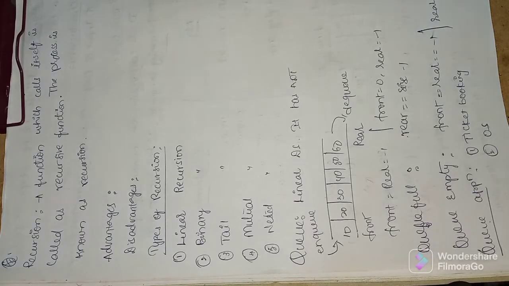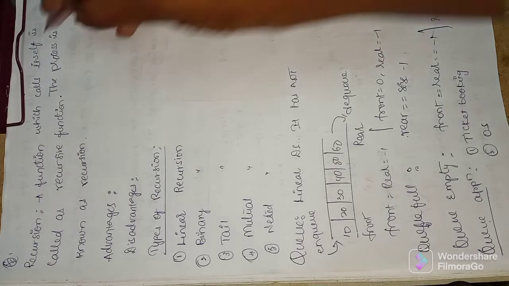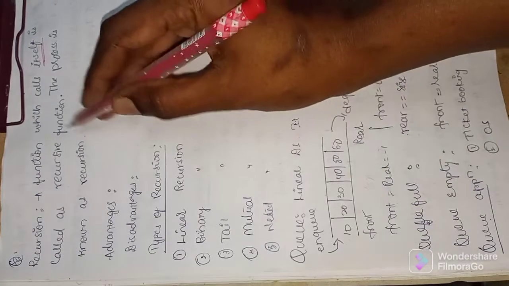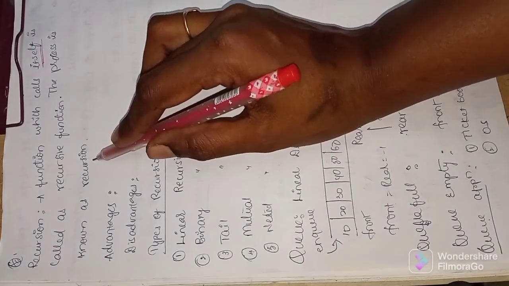Next, we'll discuss recursion. So, what is recursion? Recursion is a process in which a function calls itself. Recursive functions are functions where the function name and the called function name are the same. Such a function is called a recursive function, and such a process is known as recursion.